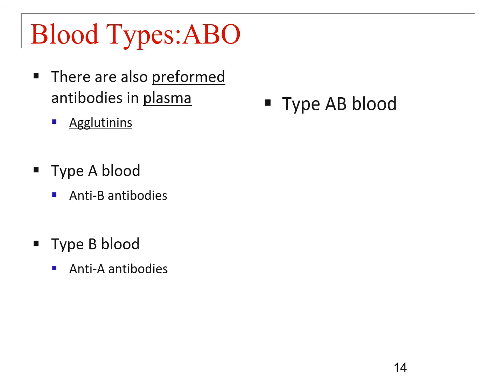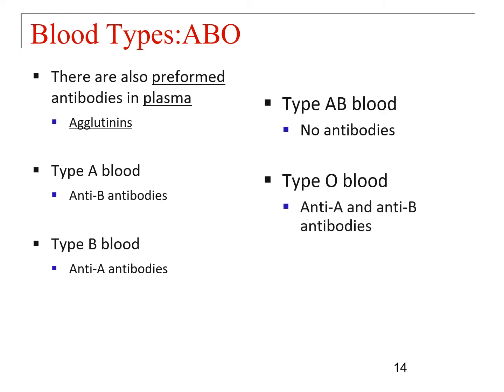If you're type AB blood, well, you've got both antigens. You don't want to produce antibodies against either one of them, so you actually don't have antibodies produced. And if you're type O blood, you don't have either the A or the B antigen, so you're going to produce both anti-A and anti-B antibodies. And so the antibodies that you produce have real implications in terms of what type of blood that you can accept.